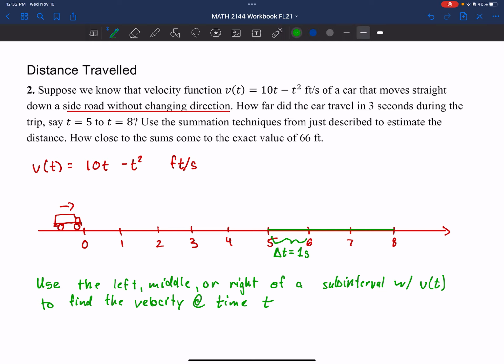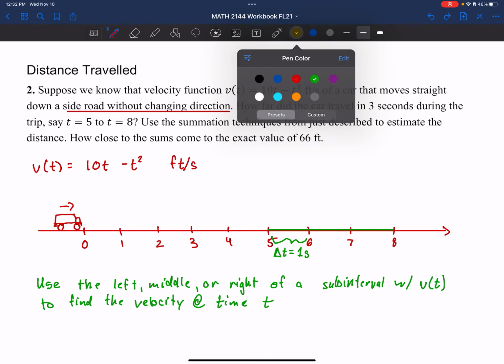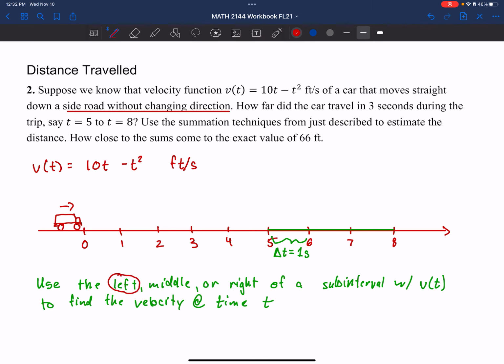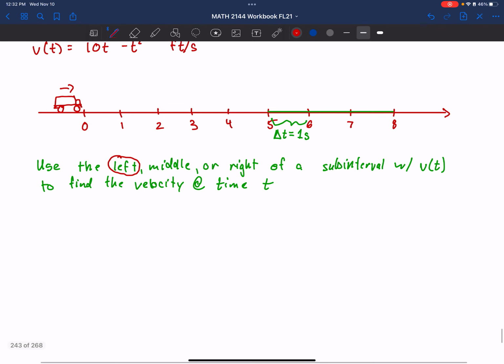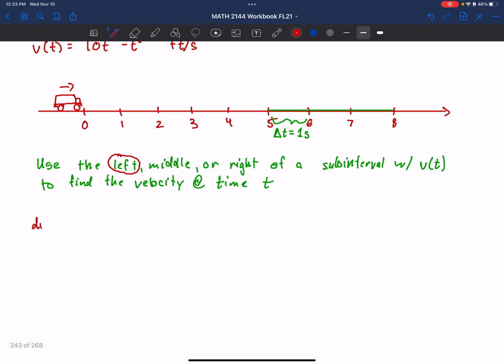For the sake of simplicity, for this problem, let me change it to red just so we can see that. Green is more of a general statement. For this problem, I'm going to choose to use the left endpoint with the velocity function to figure out how fast the car is going at a certain time. And once I know how fast it's going at each of the times, I can multiply that by the time elapsed, which is 1 second, and that'll tell me how far it's traveled. So let's figure out the distance traveled.